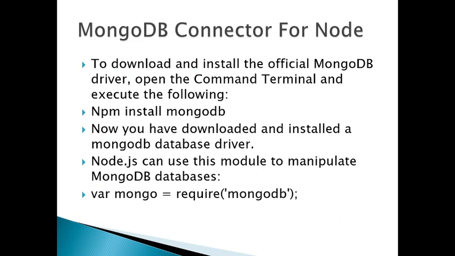To use the MongoDB client connector, you have to download and install it from the official MongoDB drivers. Or the second way, which is so simple: just go to your command prompt and run npm install mongodb. That command will install MongoDB in a local folder, as we are not installing it globally. You can install it globally also by specifying -g with it: npm install mongodb -g. Now you have downloaded and installed the MongoDB database driver. Node.js can use this module to manipulate the MongoDB database. So you have to require that module in your application.